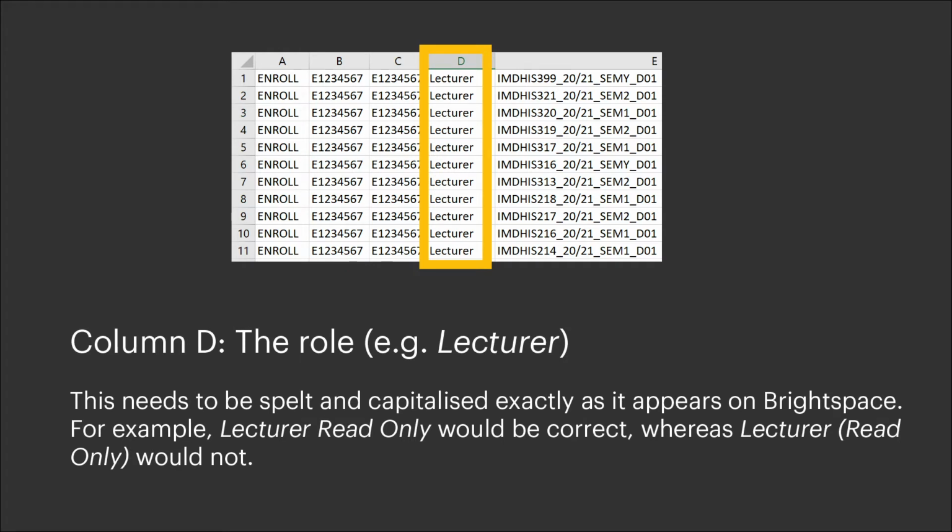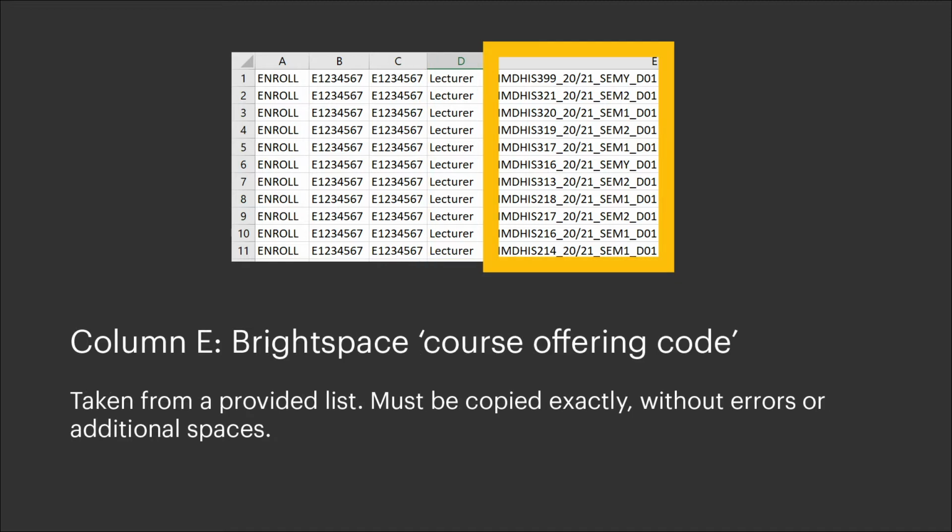Generally that will be lecturer, but you can also enroll people as external examiners this way if you want. And finally, column E is the course offering code, which you're going to get from that spreadsheet provided to you, and I'll show you how to do that.